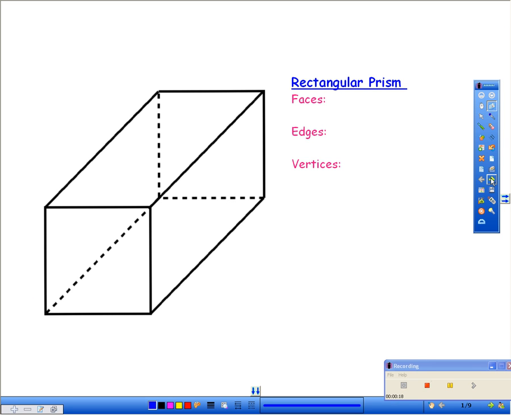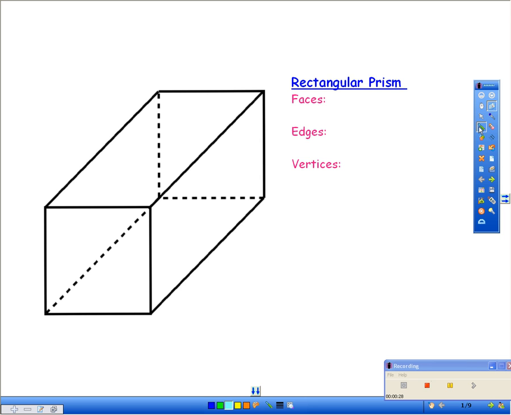Here's the first one. I'm going to give you the name of this. This one's called the rectangular prism. As you can see, there are two bases that run parallel to each other. And those two bases are rectangles, therefore it's called a rectangular prism.